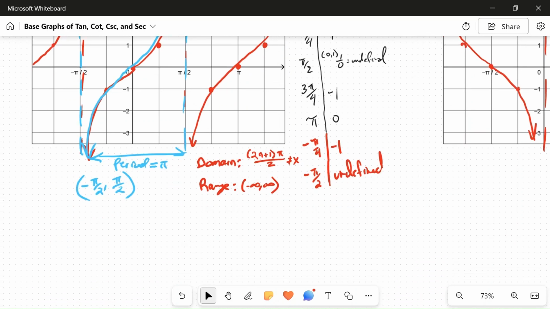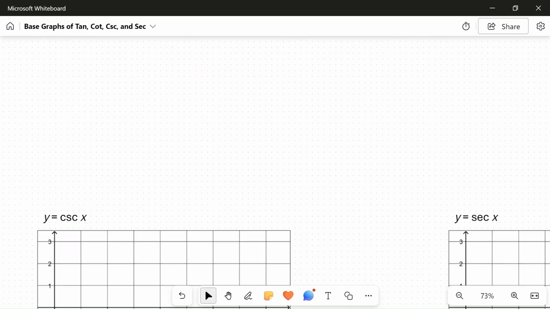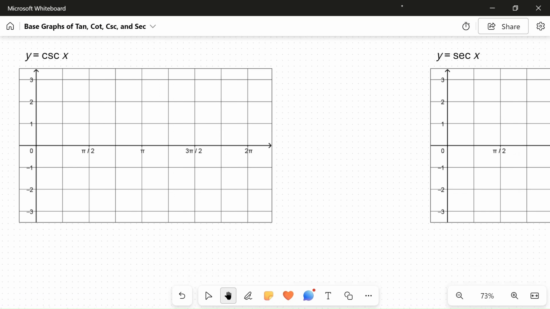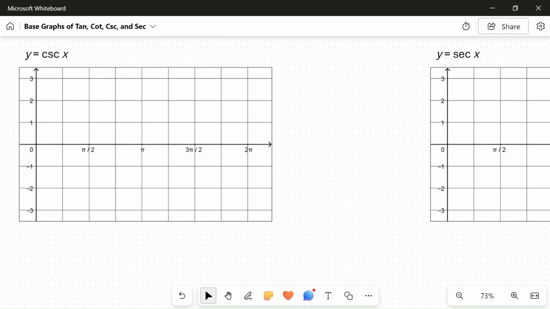All right, let's take a look then at cosecant and secant. The easiest way maybe we could do this would be to remember what the reciprocal functions are. Remember, cosecant is the reciprocal of sine. So let's go through and compute some sine values, and then we'll look at the reciprocals to see what cosecant is going to look like.